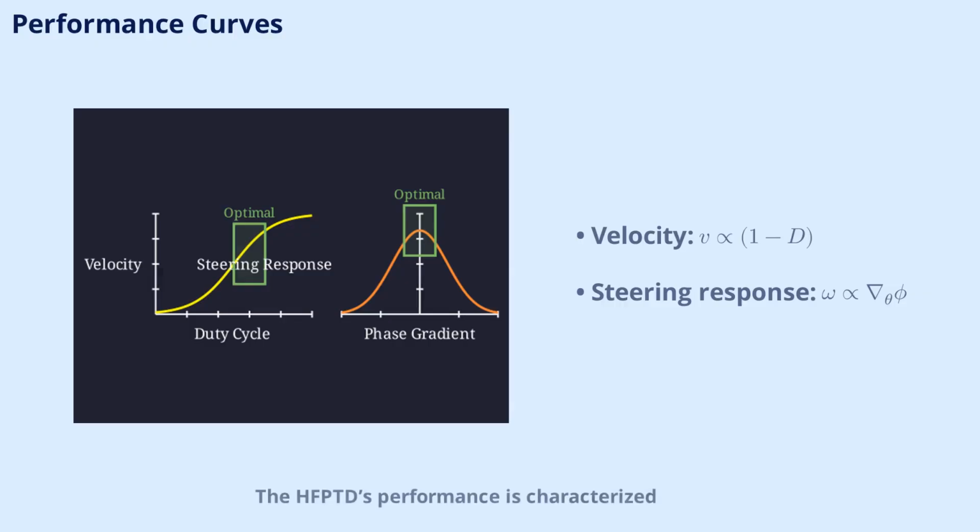The HFPTD's performance is characterized by velocity and steering response curves. Velocity increases as the duty cycle decreases, with lower duty cycles enabling higher speed. Steering response is directly proportional to the phase gradient, allowing for sharp turns and agile maneuvers. These curves are essential for mission planning and real-time control adjustments.